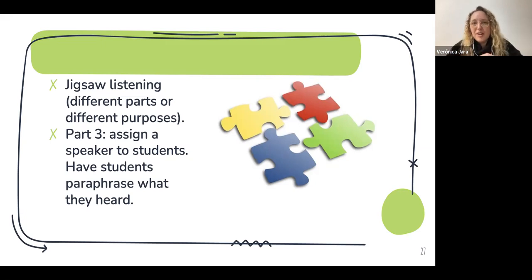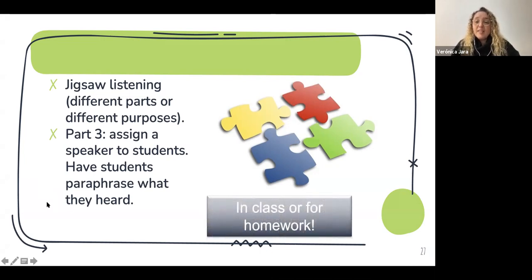For example, part 3 lends itself to this, because you can assign a speaker to different students. If you're working via Zoom, you can send them to breakout rooms. They hear all the speakers, then you assign them to different breakout rooms, and they get together with people who have listened to different speakers. You can have them paraphrase what they heard, so that you give them some practice in paraphrasing. And this can be done in class or as homework.